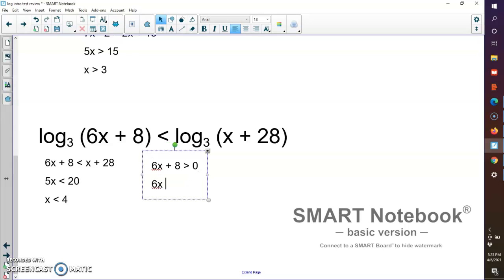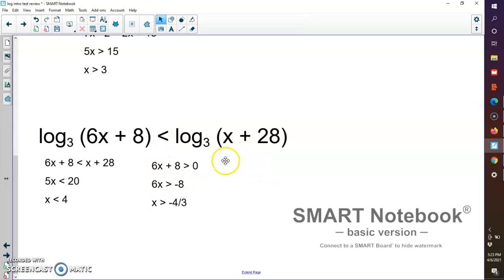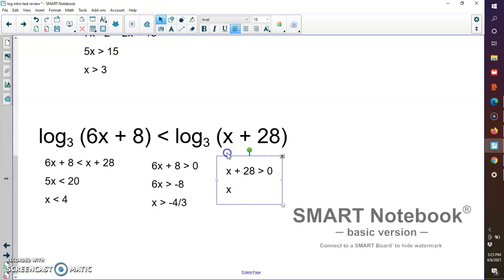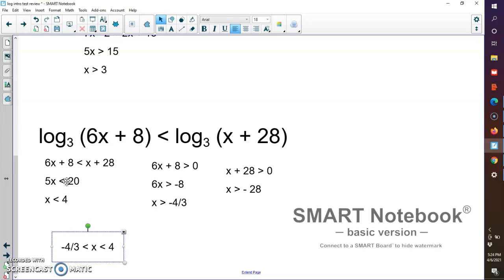So you need to do 2 extra problems here. Subtract 8. When I divide both sides by 6, I get negative 4/3. I reduce that in one step. And I got to be aware of this one here. x plus 28 also has to be greater than 0. So x has to be greater than negative 28. When you have two greater signs like this, you take the bigger number. So my answer is going to be negative 4/3 less than x less than 4. And that's your review for your test.